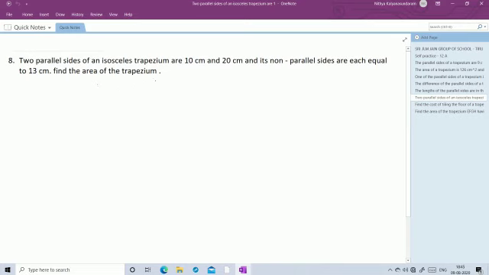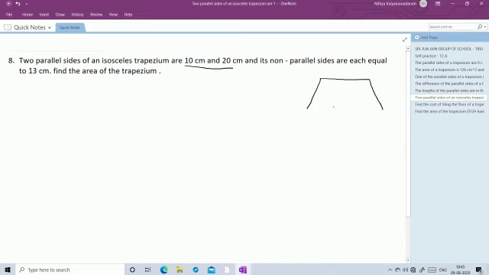If you want to find the area of the trapezium, we need to know the sum of the parallel sides and the height. Here the parallel sides, 10 and 20 centimeter, are given, but the height is not given. So first calculate the height, then find the area of the trapezium. So draw the diagram first.